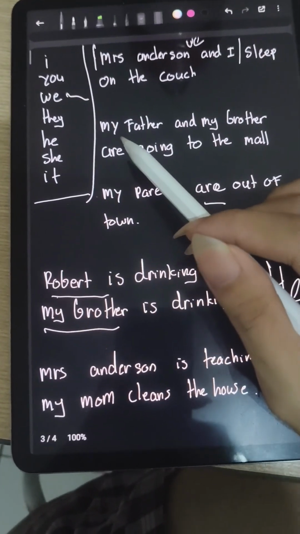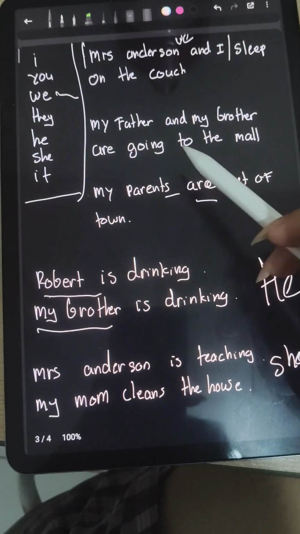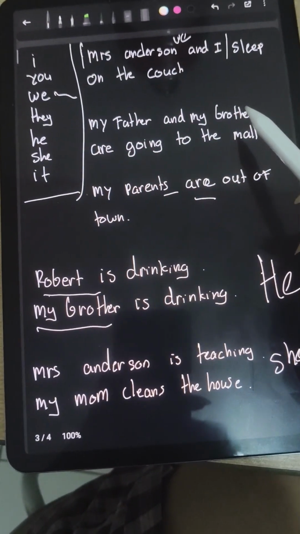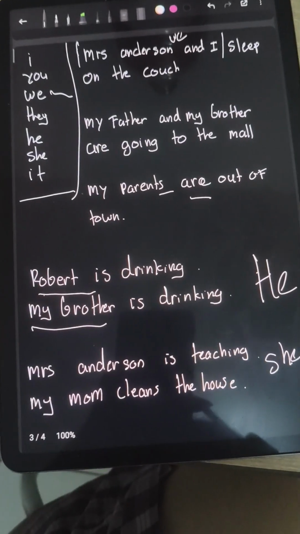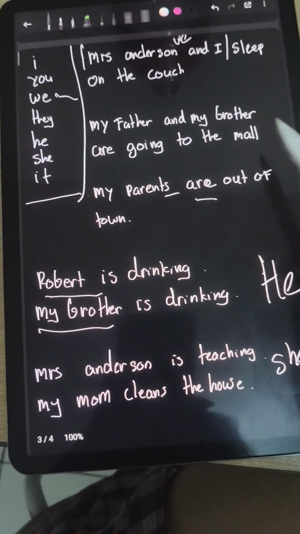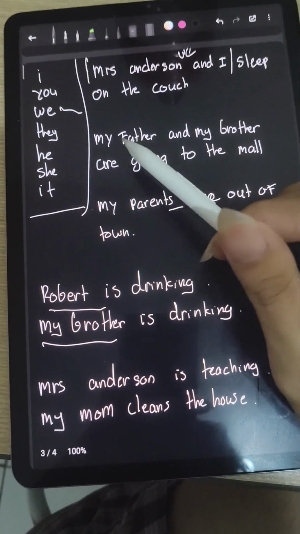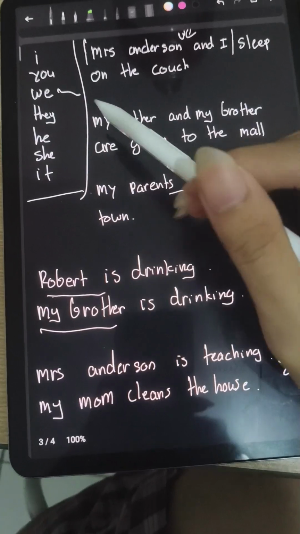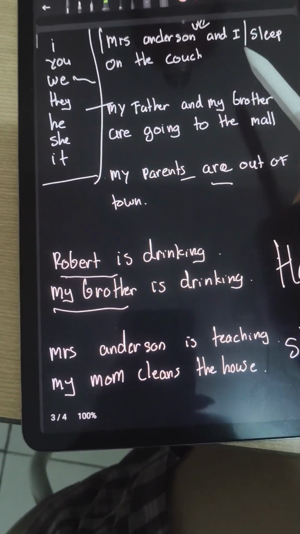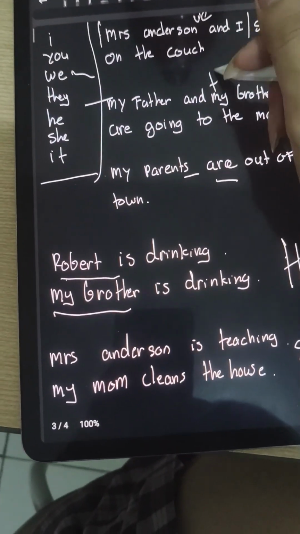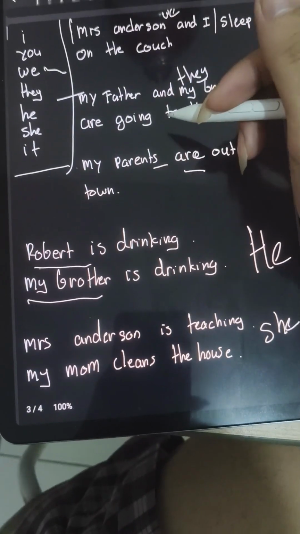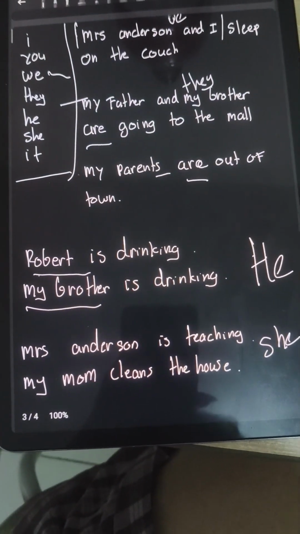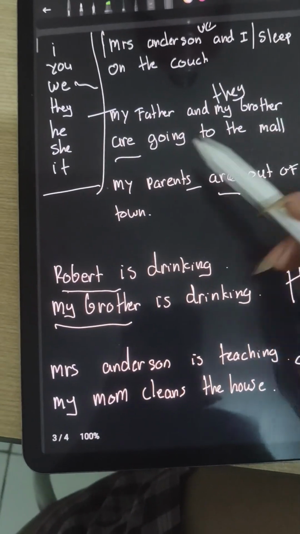And if you're not, like this one, my father and my brother are going to the mall. My father is he and my brother is he, but you have two he's now, more than one, so either you throw it to we or they. Now, in this subject, you are not included. So you throw it to they. As simple as that. Now this becomes they. They are going to the mall. Notice I use are because you, we, they use are. If this is he, I'm not using are now.